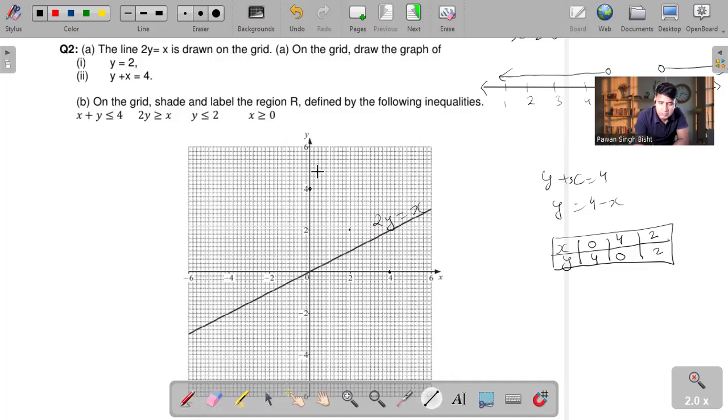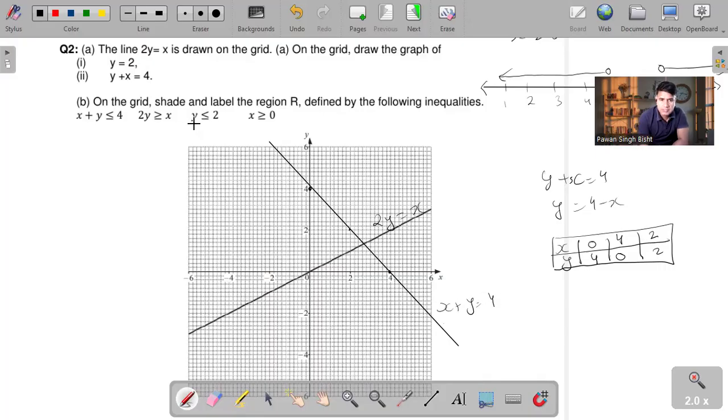Now when you join these 3 points, the line should be a straight one. Please make sure that the line is a straight line. Now you see, when I produce this, it is a straight line. Okay. And what is the equation of this line? x plus y equals 4.